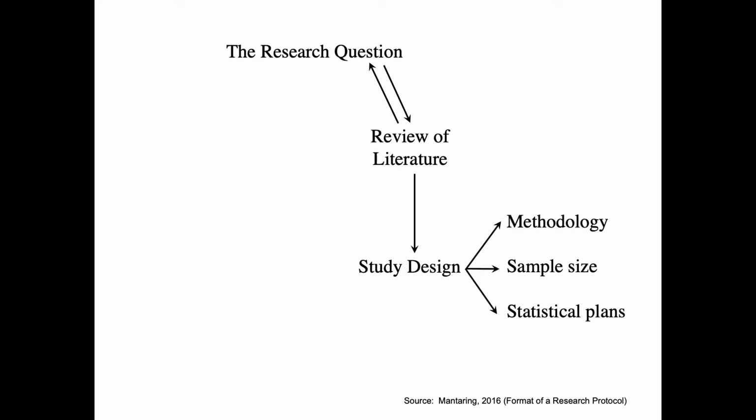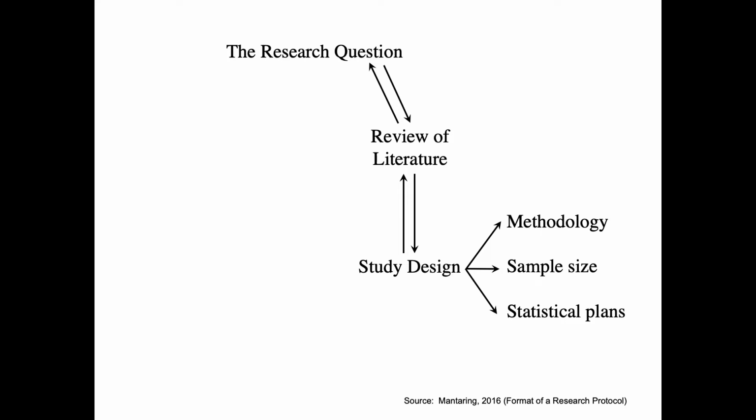And that would involve having an appropriate methodology, adequate sample size, and the right statistical plans that you will use to analyze your data. Once you've got all of that planned out, the next thing would be to go back to your review of related literature to see if everything is squared away. Was there anything else that you've missed? Maybe, is it the appropriate study design that you're planning on using or not?